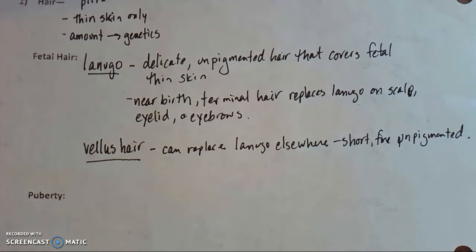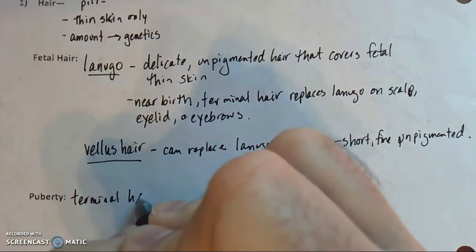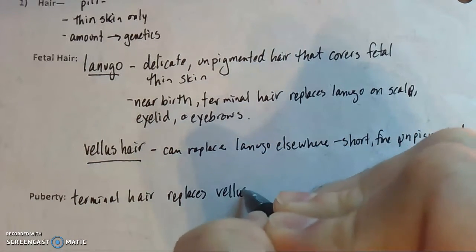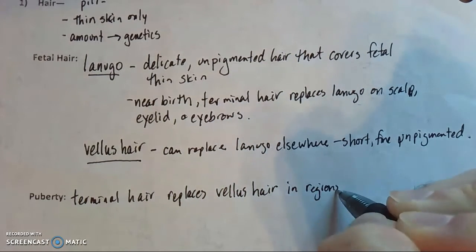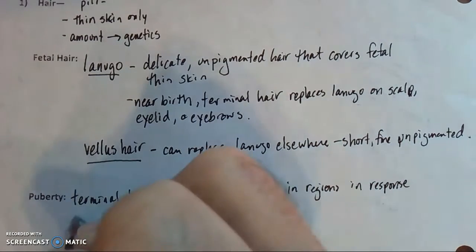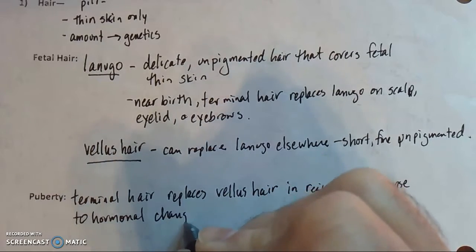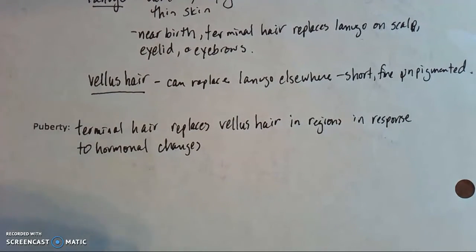During puberty is the next time where we have hair changing in our body. So terminal hair replaces vellus hair in regions in response to hormonal changes. And all of you know about this because you are in the throes of puberty right now.